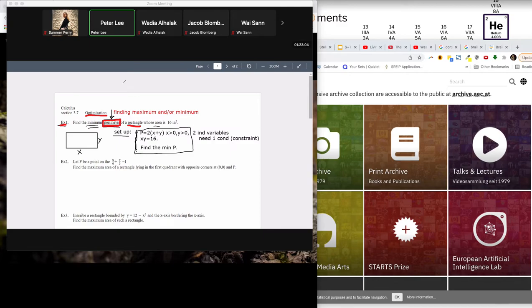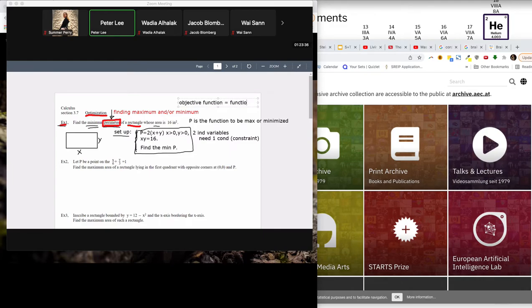The P is the function in this case. Function to be what? Maximized or minimized. The function to be minimized or maximized, this P is called the objective function.